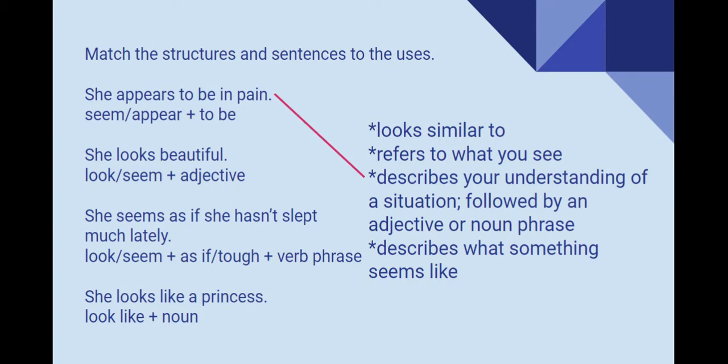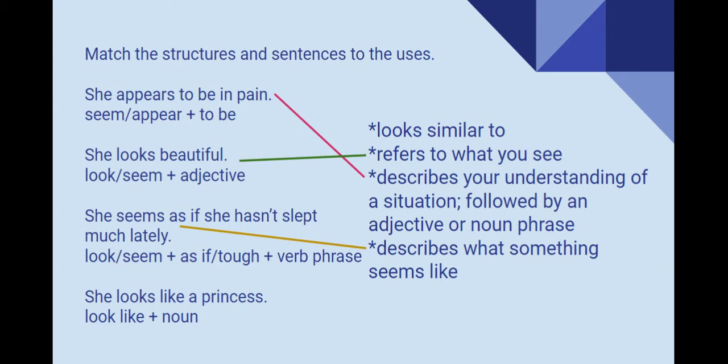Now, the next one, she looks beautiful. We are referring to what we see. We are not trying to elaborate more. It's just, oh, it looks beautiful, right? Then we use the structure look or seem plus as if or as though plus a verb phrase to describe what something seems like. Here we are trying to interpret what we see.